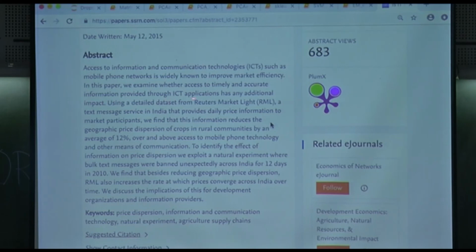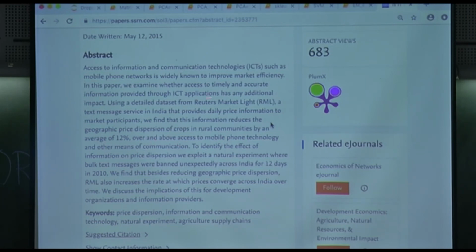Using a dataset, detailed data from Reuters Market Light, a text message service in India that provides daily price information to market participants, we find that this information reduces the geographical price dispersion of crops in rural communities by an average of 12%, over and above access to mobile phone technology and other means of communication.